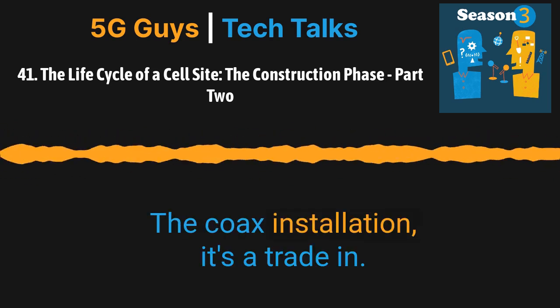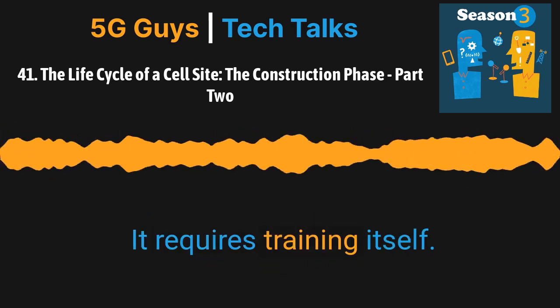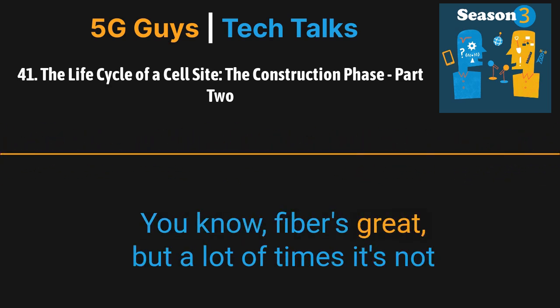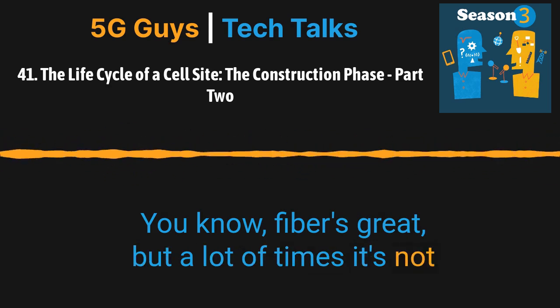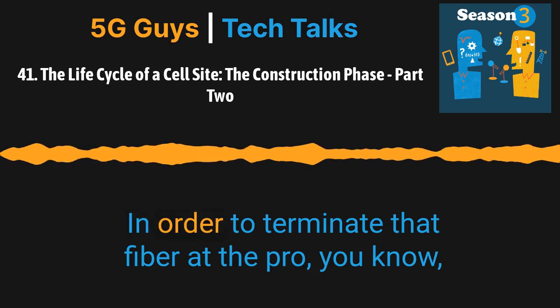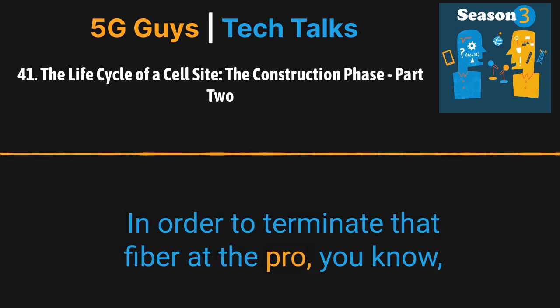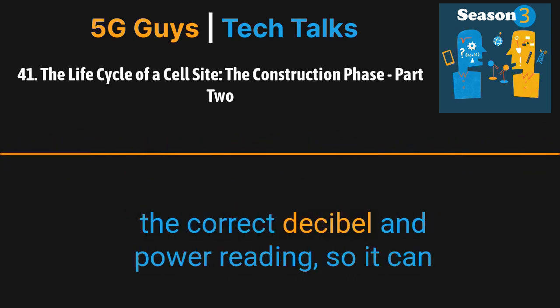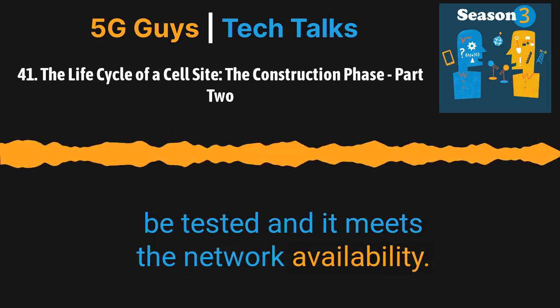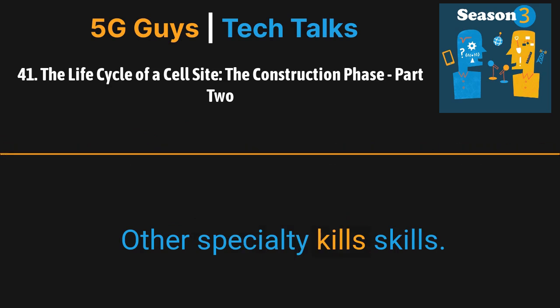The coax installation is a trade, and it requires training itself in order to install. Also, the fiber. Fiber's great, but a lot of times it's not pre-made. And so you need to have fiber splicers to terminate that fiber at the correct decibel and power reading so it can be tested and meets the network availability. Other specialty skills.